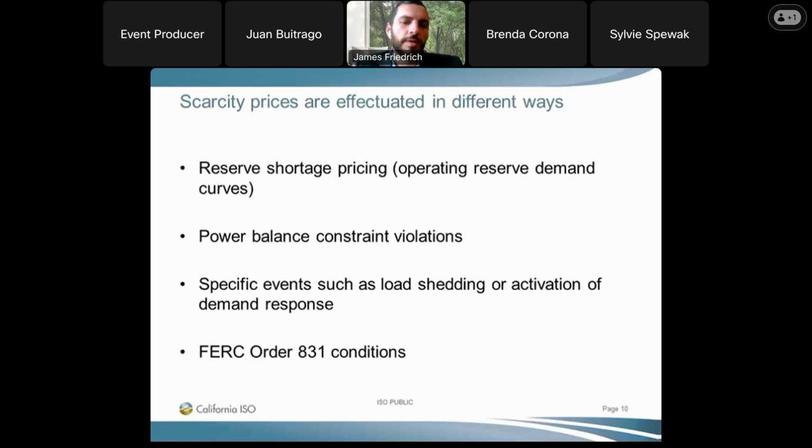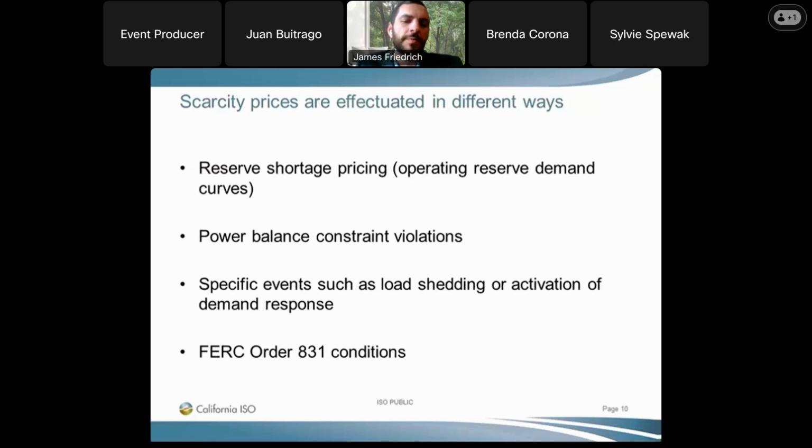Second, scarcity pricing can be effectuated through power balance constraint violations, which typically is the common way people think about scarcity pricing, or the scarcity price is the price associated with a power balance constraint violation. But there's certainly a lot of different elements to scarcity pricing, not just that one.